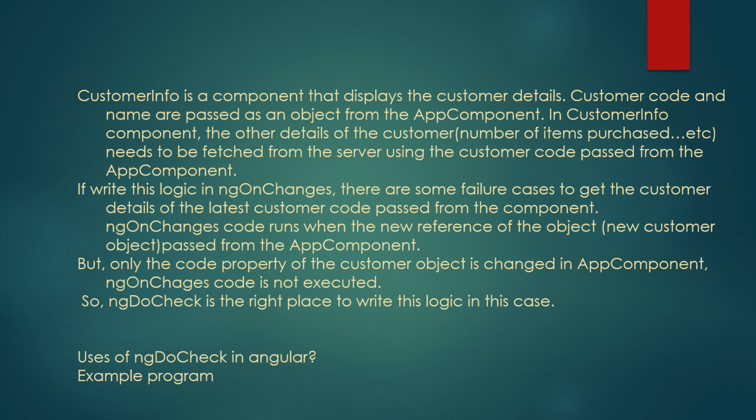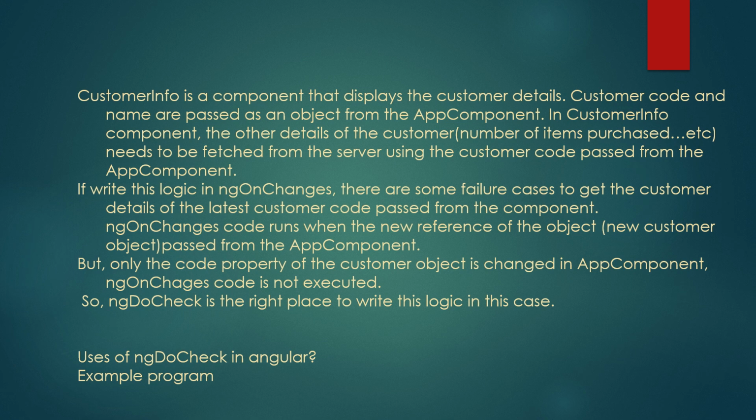Here in the CustomerInfo component, the other details of the customer need to be fetched from the server by using the customer code passed from the app component. Generally, this code can be written in ngOnChanges, but ngOnChanges has some failure cases to fetch the customer details of the latest code passed from the app component, because ngOnChanges executes its code when a new object reference is passed from the app component. That means a new object is passed from the app component.